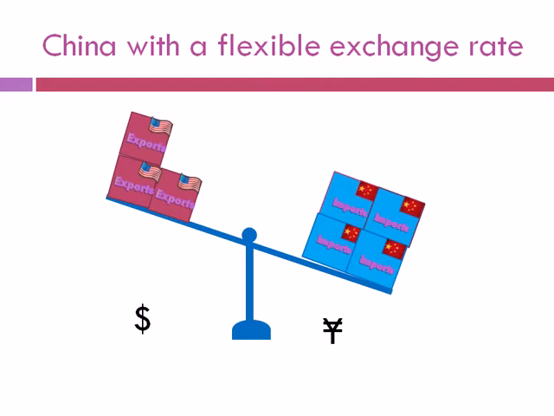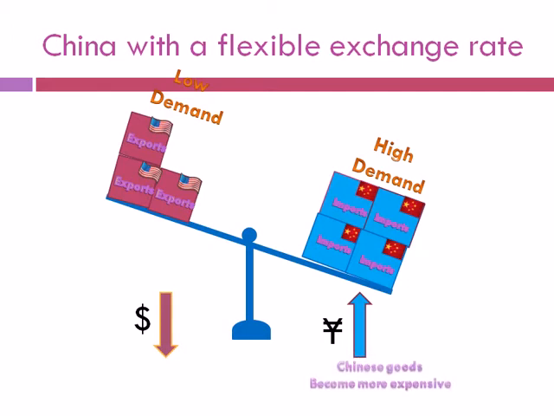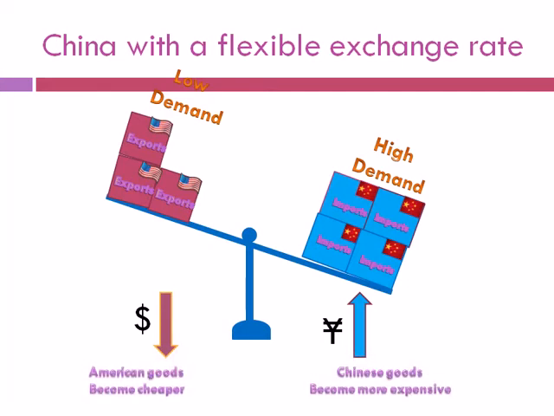Because less American goods are demanded, not as many people are demanding dollars, and the actual value of the dollar would start to fall, or as economists say, depreciate. And because there was a high demand for Chinese goods, there would be a high demand for the yuan, and the value of the yuan would increase, or as economists say, appreciate. The result is that the Chinese goods would become more expensive, and American goods would become cheaper.